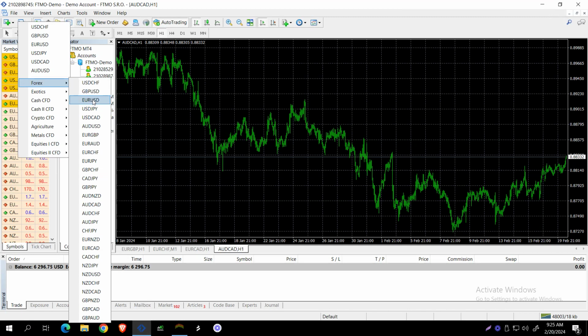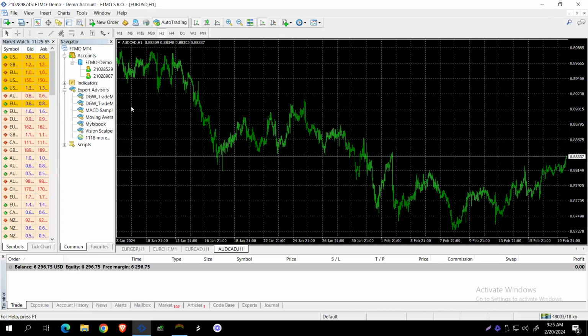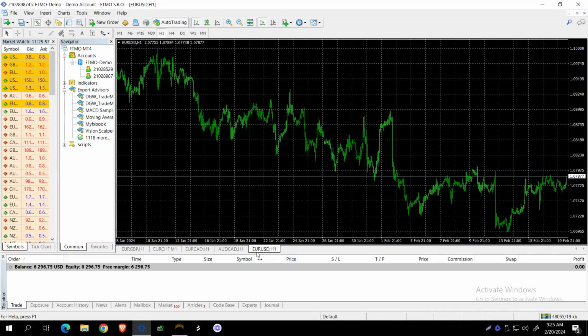Okay, let's go for Euro USD. So you cannot just trade USD. You must trade USD and something else. Yes, you can't just trade only euro. You must trade it with another currency. So they go in pairs.